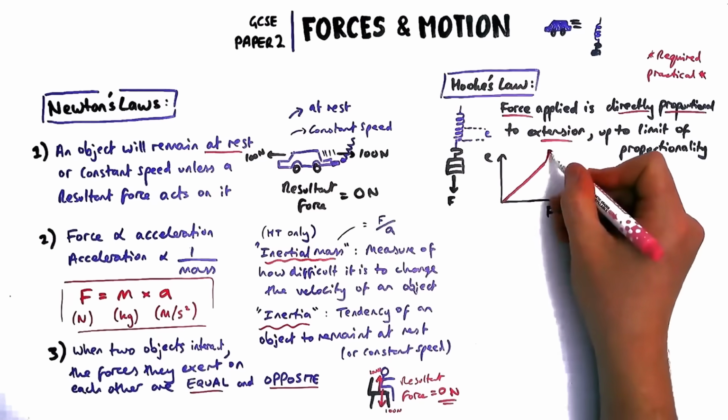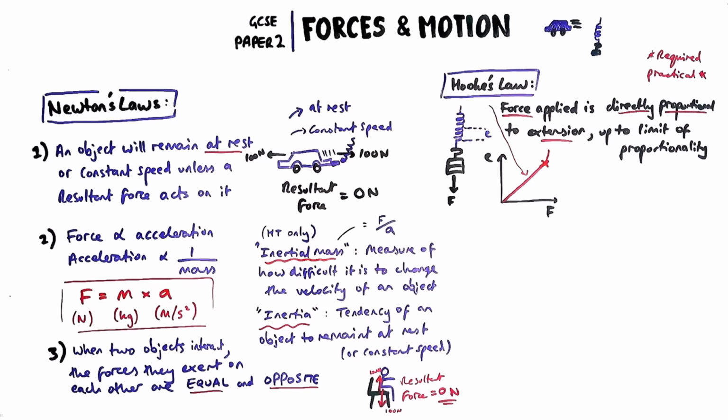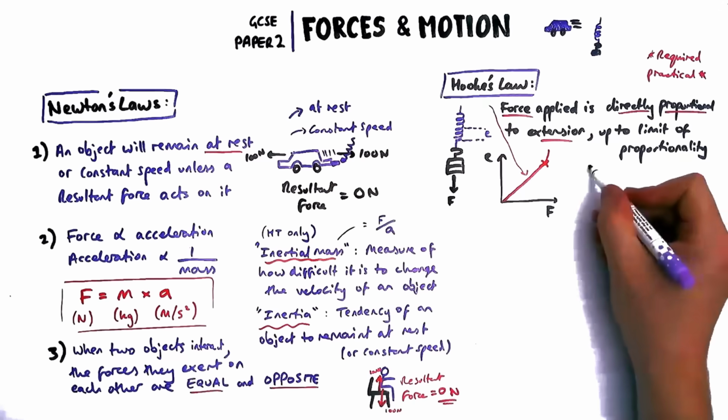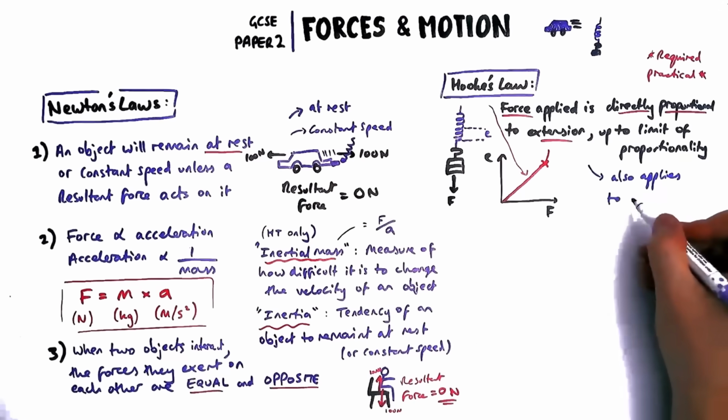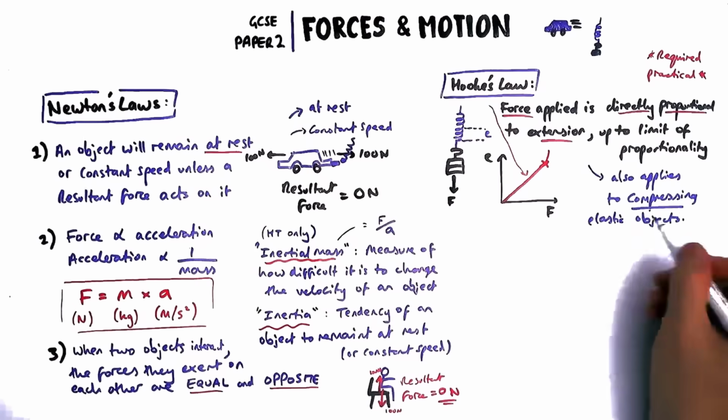If I was to plot a graph of the force against the extension, the bit where it follows a straight line would be the part where it follows Hooke's law. The bit where it curves upwards would be where Hooke's law is not followed, so that's our limit of proportionality. Now Hooke's law also applies to compressing objects, not just extending objects.